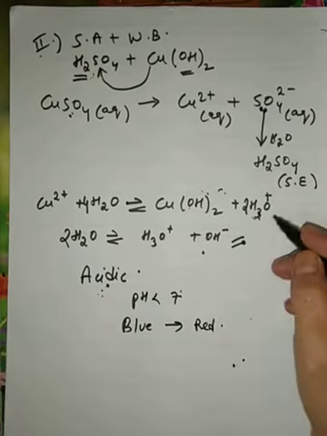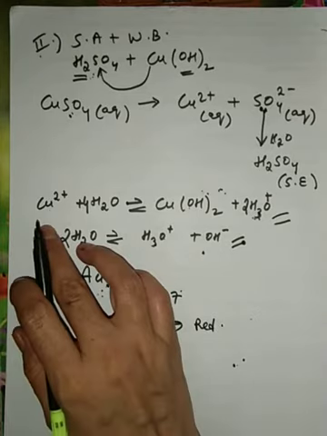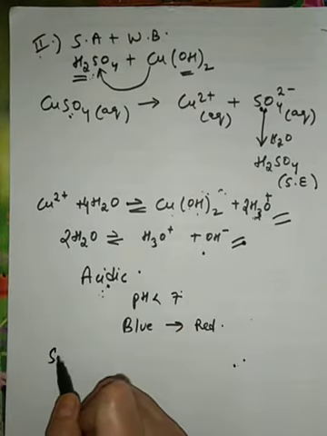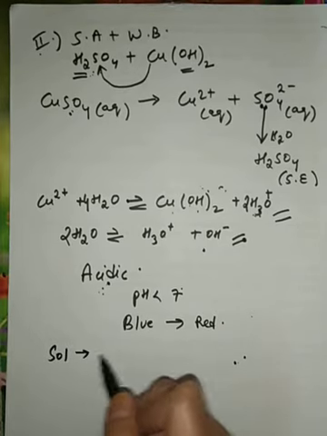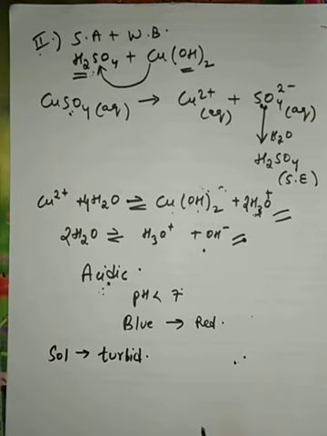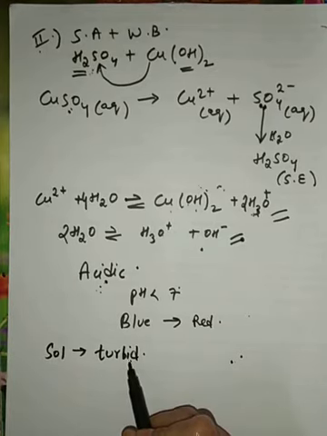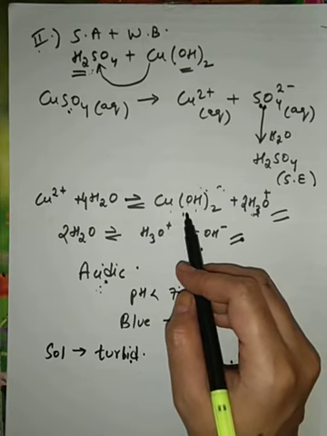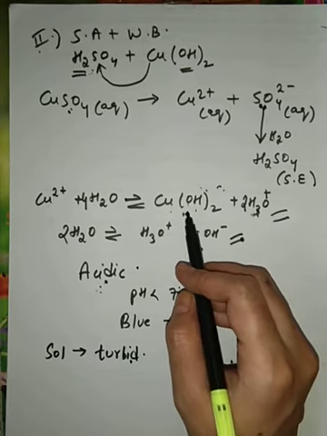Okay, now this particular solution of copper sulfate, when dissolved in water, gives you copper hydroxide, and the solution is going to become turbid. Turbid means not transparent, dhundla. Now how do I remove this turbidity? The turbidity is because of copper hydroxide. So if I can decrease the amount of copper hydroxide, the turbidity will disappear and the solution will become clear.